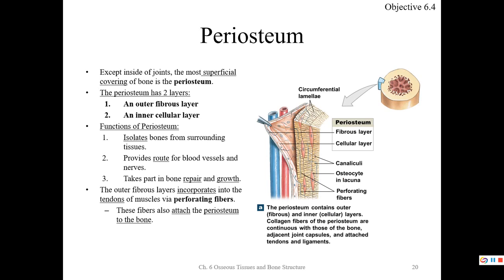And then there is our periosteum. The periosteum is the most superficial covering. This covers the outside of bone, and it has two layers. There's an outer fibrous layer and an inner cellular layer. As I was talking about, it isolates your bone from the surrounding tissues. It's going to give a way for blood vessels and nerves to get in. It's going to be part of repair and growth for bone. To connect it to the bone itself, we use perforating fibers to attach the periosteum to the bone.